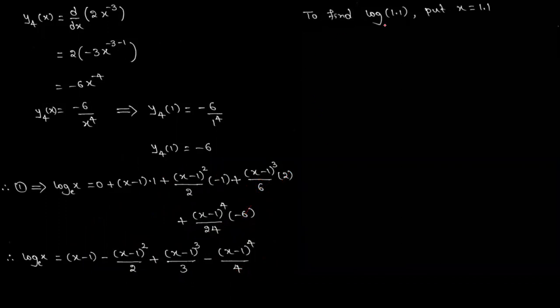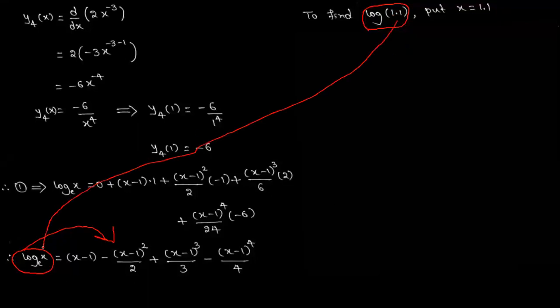Now to find log of 1.1, put x is equal to 1.1. See here the expansion is log x is equal to this. This completes the first part of the question. What is the second part? Second part is finding log of 1.1. It is simple. Just replace x is equal to 1.1 throughout here, here, here, and everywhere. Wherever x is there, replace 1.1. So log of 1.1 you will get.